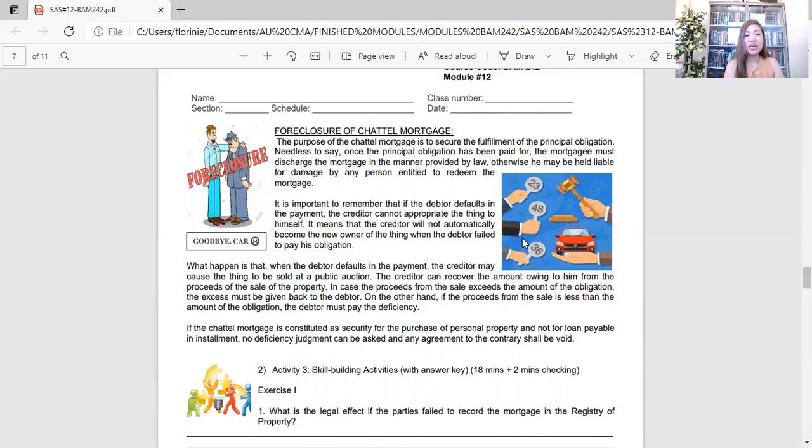Next, if the chattel mortgage is constituted as security for the purchase of personal property and not for the loan payable in installment, no deficiency judgment can be asked and any agreement to the contrary shall be void. So this is just an exception to the general rule. So I hope that you've learned something from me in our discussion of our module number 12.